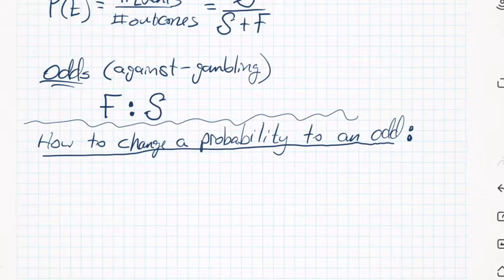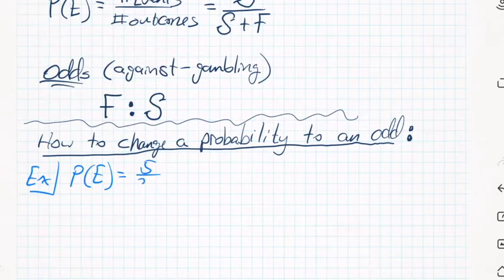So now that we have the pieces defined, the trick becomes, how do I change a probability into an odd? Because we should know how to find probabilities of most things. And I want to be able to change it to an odd so we can start talking about gambling. So let's start off with a simple example. Let's start off with a fractional probability. So let's say the probability of an event is equal to 5 out of 36. Something to do with rolling 2 dice.